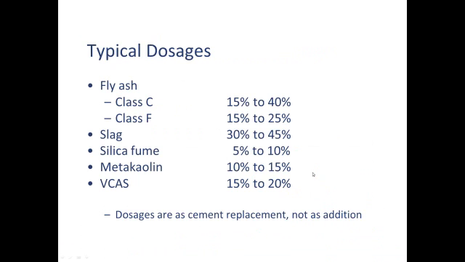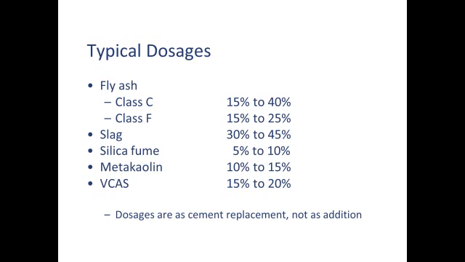And here's some typical doses. Now, different people use different doses, and you could do whatever you want, but these are the typical ranges. For VCAS, in my precast mix, I use 15%. I've gone down to 10%. I don't like to go above 15% because I'm starting to lose early strength. In GFRC, I use 20% replacement because I have all those fibers to help boost the green strength of the concrete. I don't have that in the precast.